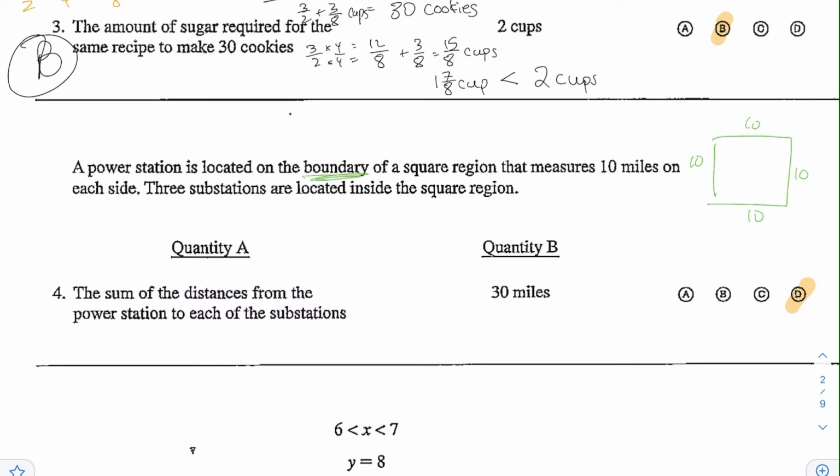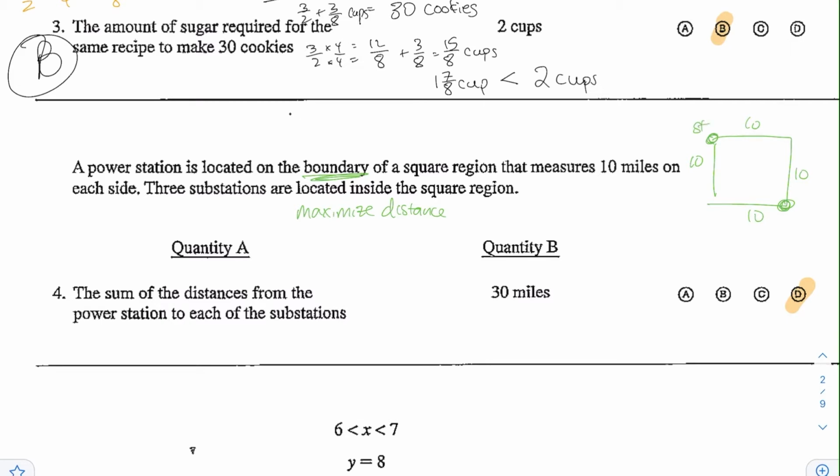The specific one is on the boundary, so near the edge. Now you want to figure out the substations that are located inside the square, and you want to compare that to 30 miles. So one thing that you can do is try to maximize the distance. The biggest distance you can get in a square is the diagonal.